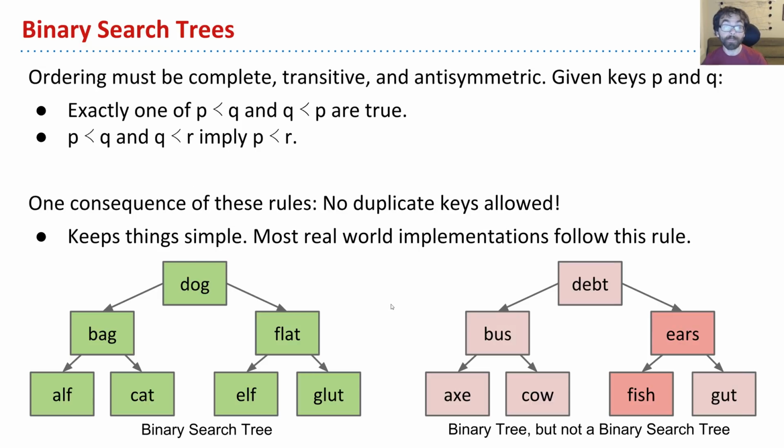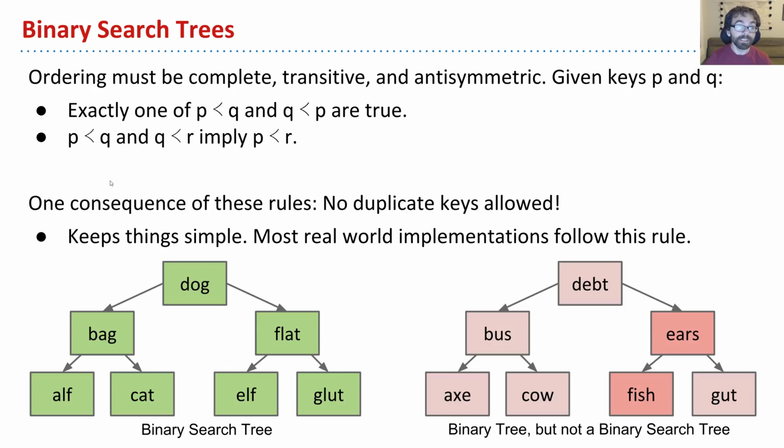Now one important point about this ordering. The one that we give must be complete, it must be transitive, and it must be anti-symmetric. So what I mean by that is that given two keys, the item inside of the node, so the keys P and Q, it must be the case that exactly one of P is less than Q and Q is less than P is true. So they can't both be true, and they can't neither be true.